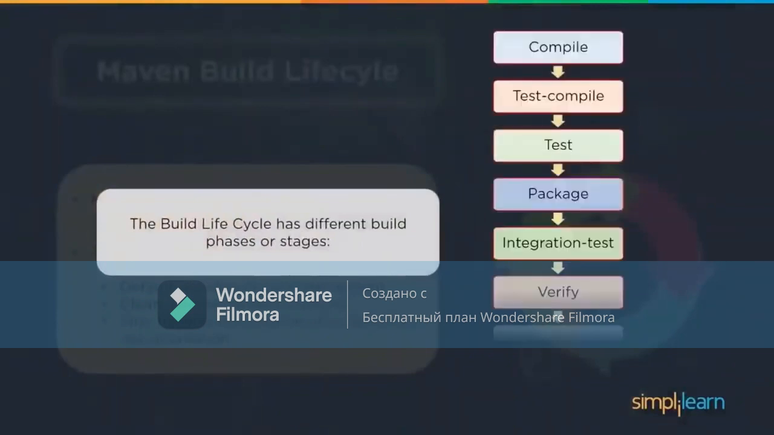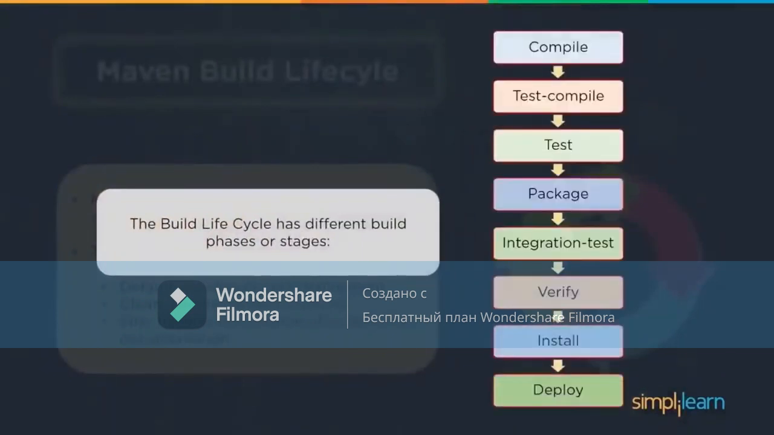Right, so the build lifecycle has different build phases or stages, because when we are performing a build, a variety of things need to be performed. The first one is compile, then test compile. Compile is for the source files, and test compile is for the test cases. Test will execute the test cases, package will package the bundle, then we have integration test to run the integration test cases, then we have verify, then the install goal, and the last one is deploy, which deploys the artifacts to the artifact tree. All these are the different phases and stages which we normally follow for performing the build automation.